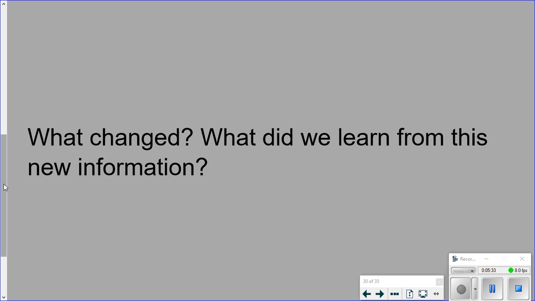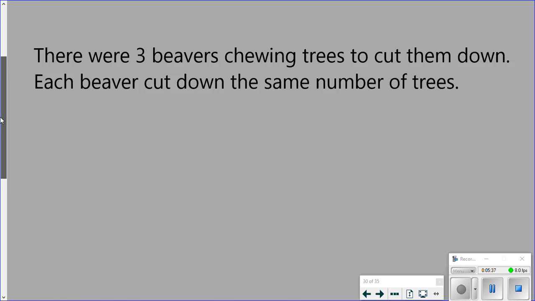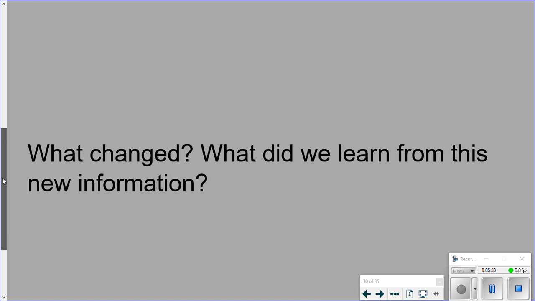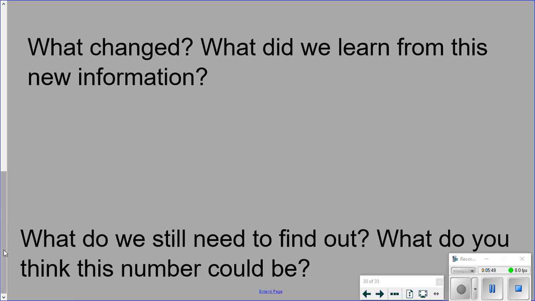3. How many beavers were there, Liam? 3 beavers. That's new. Does that help me start to solve my problem? Yes, because I don't have 8,000. I only have 3 of them. But now we need to know how many. What do I still need to find out?